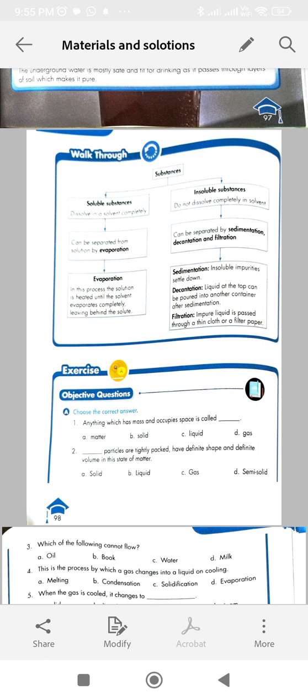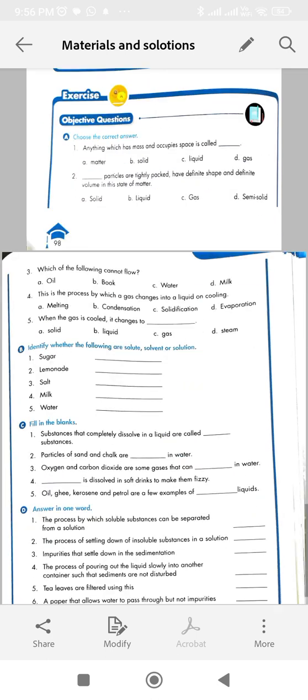Now, insoluble substances. They do not dissolve completely in solvent and can be separated by sedimentation, decantation, and filtration. Sedimentation. Insoluble impurities settle down. Decantation. Liquid at the top can be poured into another container after sedimentation. Filtration. Impure liquid is passed through a thin cloth or a filter paper.